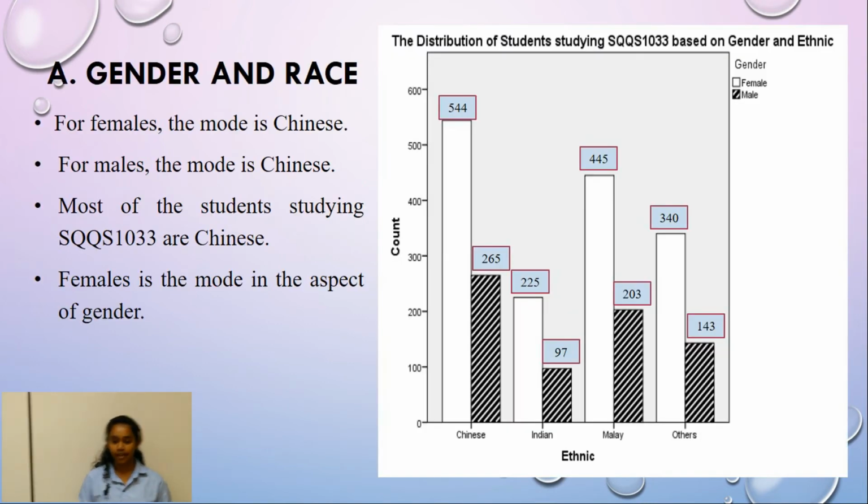For gender and race, female is the mode for the study. The Chinese female got 544. Second is male. The male for Chinese is second, with 265. Okay. Most of the students studying SQQS 1033 are Chinese. Female is the mode in the aspect of gender.